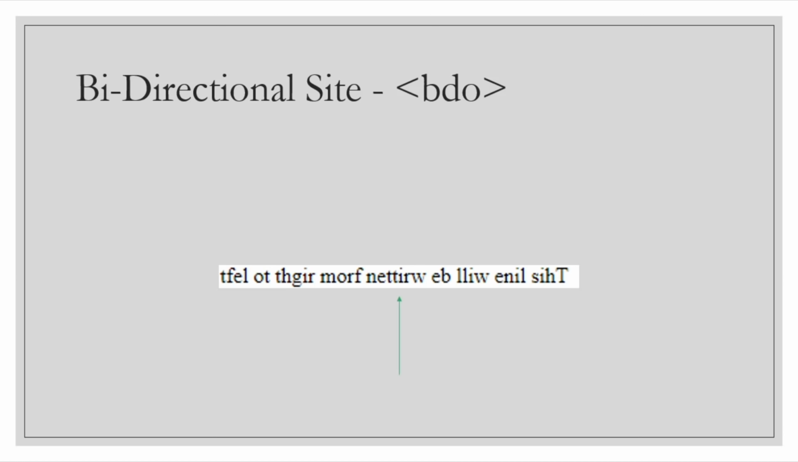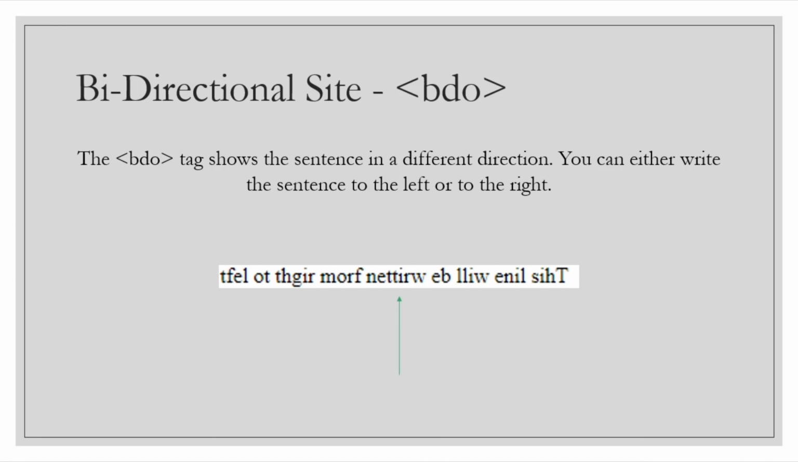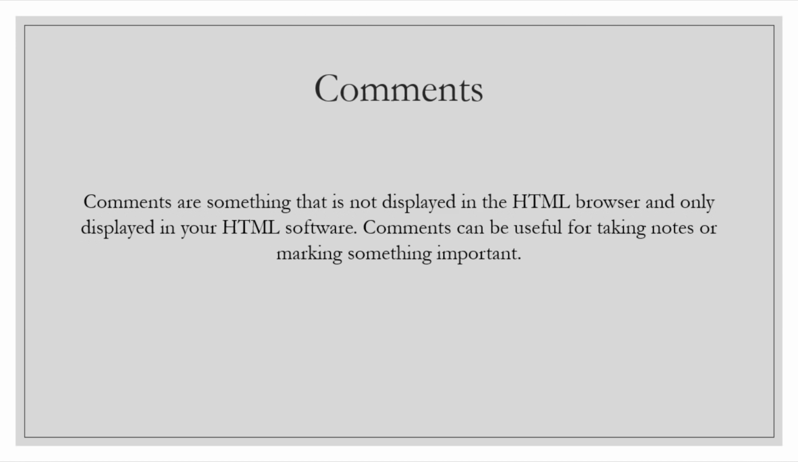So a bidirectional cite. The BDO tag shows the sentence in a different direction. You can either write the sentence to the left or to the right. So here's an example right here. It's a bit of an odd one. And comments. Comments are something that is not displayed in the HTML browser and only displayed in your HTML software. Comments can be useful for taking notes or marking something important. So there are comments right here.